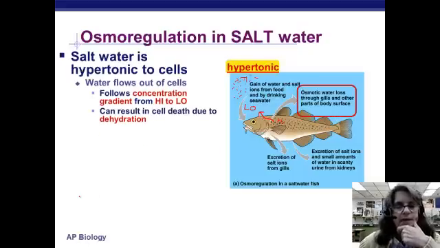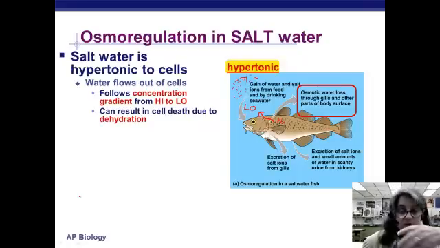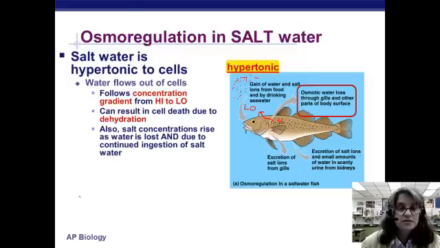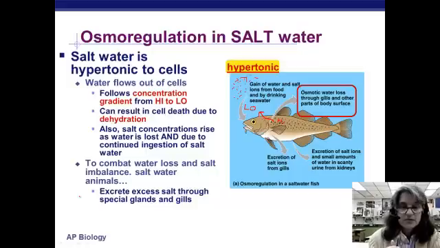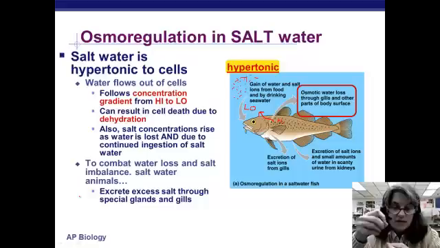Okay. And that obviously can cause major problems, dehydration leading to death. We lose too much water out of our cells. Dehydration is a problem. The salt concentrations in the animal are going to rise, not just because they take in salt water all the time, but because they're losing fresh water and the salt remains in their body. So, to combat water loss, these animals tend to have special glands that are going to get rid of salt out of their bodies, and you would never see these glands in a freshwater fish.